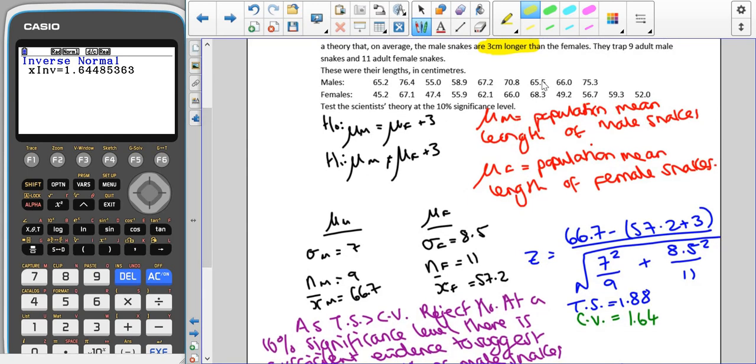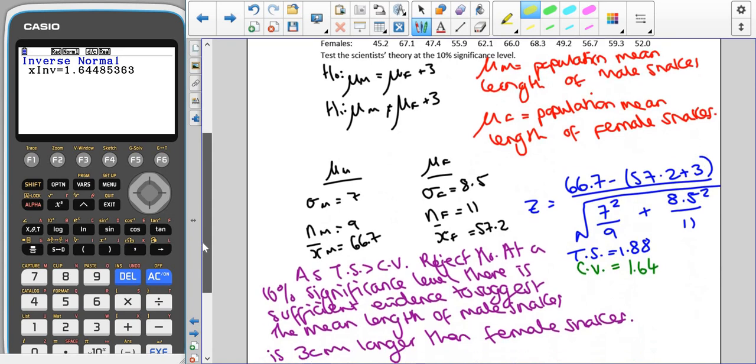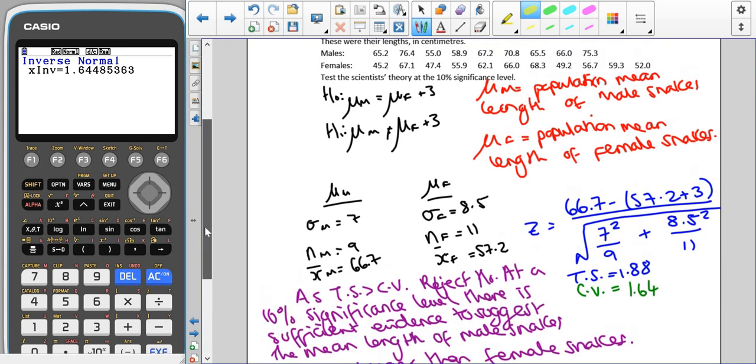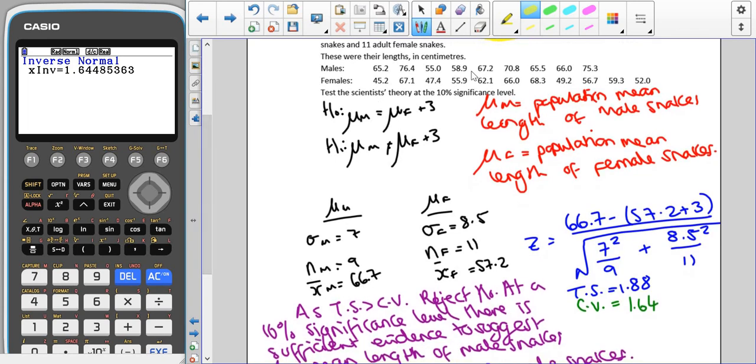So again, you need to define what symbols you've used and what they mean. So mu M is the population mean length of male snakes, and mu F is the population mean length of female snakes. You could have put of this species because it's only a particular species we're talking about. Again, summarising what we have, so we've got from the information at the top that the population standard deviation of the length of male snakes is 7 centimetres, the population standard deviation of the lengths of female snakes is 8.5 centimetres. We've got 9 males in our sample, we've got 11 females in our sample, and then I have put both of those in my calculator, one after the other, and got the 2 corresponding means.